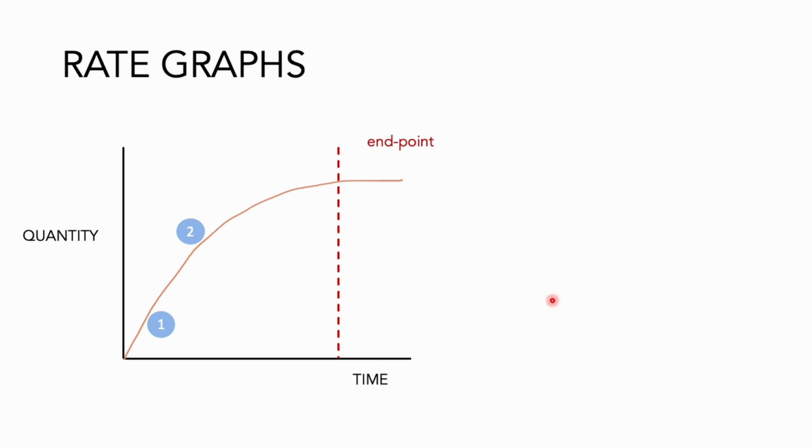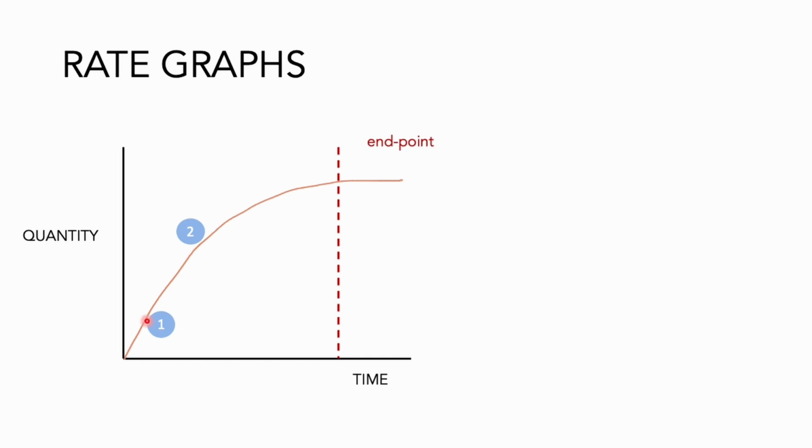Here it is important to know the quantity of product produced or reactant used, as these values go on the y-axis with the corresponding time on the x-axis. Reaction rate decreases as it progresses, which is seen by the gradient or steepness in the line at points 1 and 2. At 1, the line is steeper, so the reaction has a greater rate than at 2 when the line is less steep.